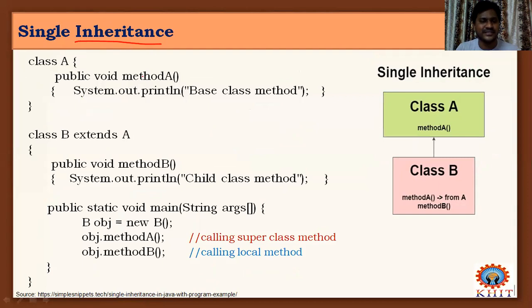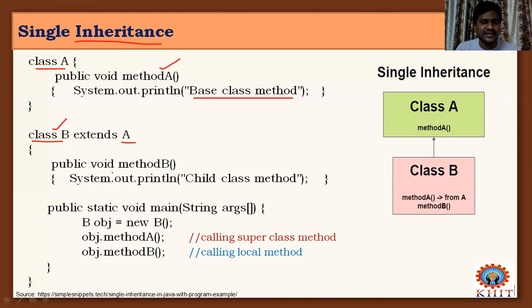First one, single inheritance: one superclass and one subclass. Here the superclass is class A and the subclass is class B. In the superclass we have a method A that simply displays the base class method. This is a base class, or parent class, or superclass method. Method A is a member of the superclass A, and class B extends the properties of class A. So now B becomes a subclass of the superclass A.